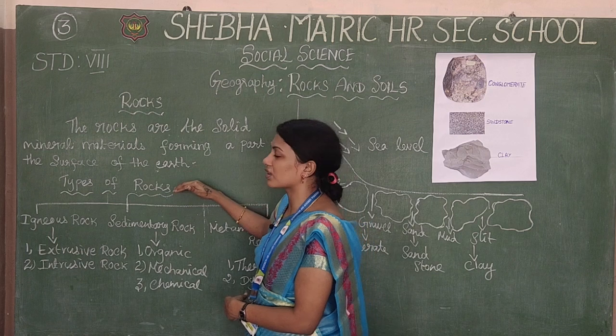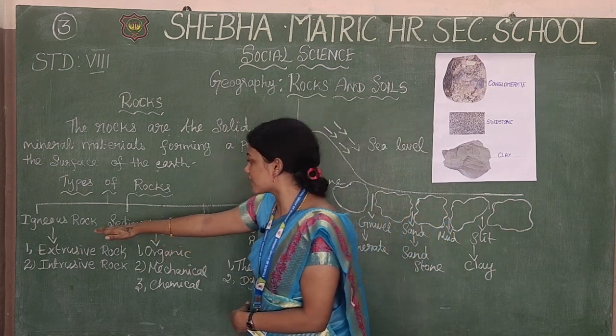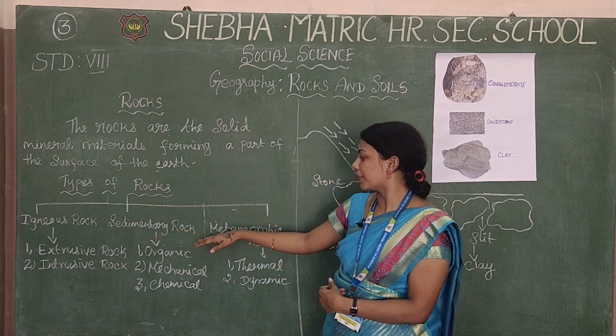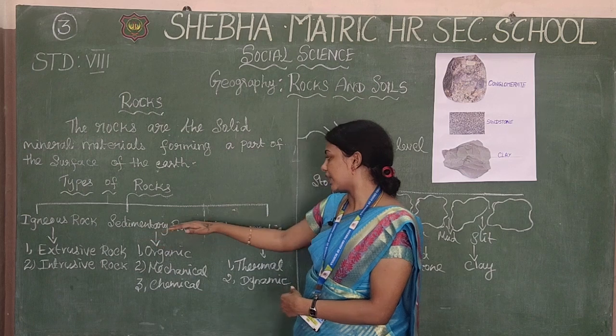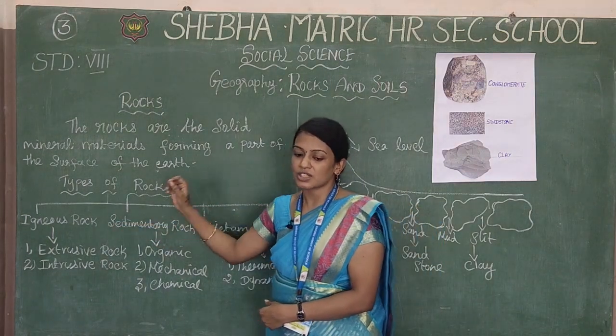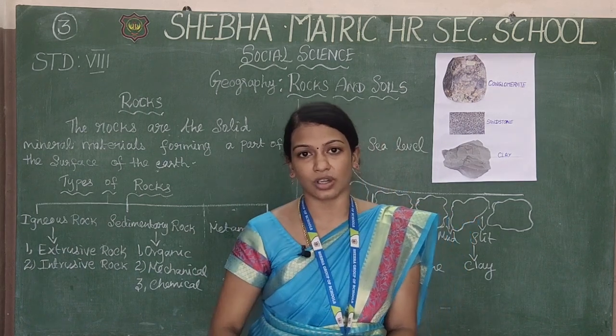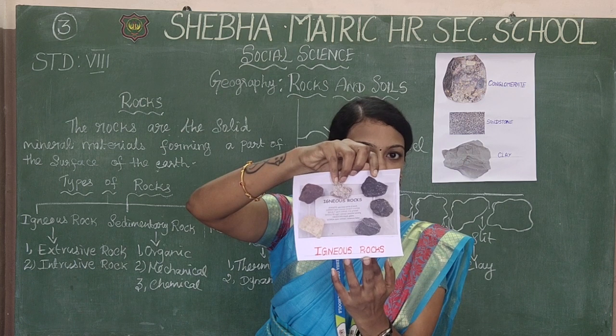There are many types of rocks we are having. The types of rock are igneous rock, sedimentary rock and metamorphic rock. What are the types of rocks? Igneous, sedimentary and metamorphic. First we are going to see about the igneous rock. First I will show you the picture of igneous rock. See this. This is an igneous rock.